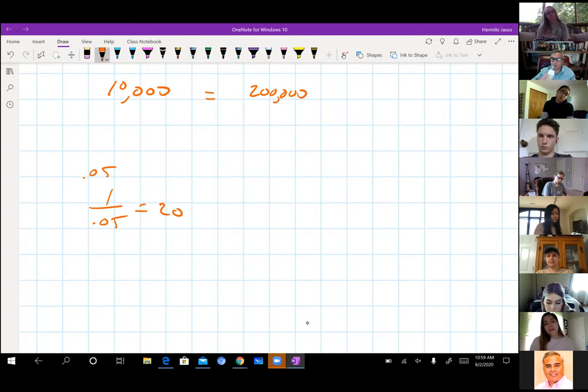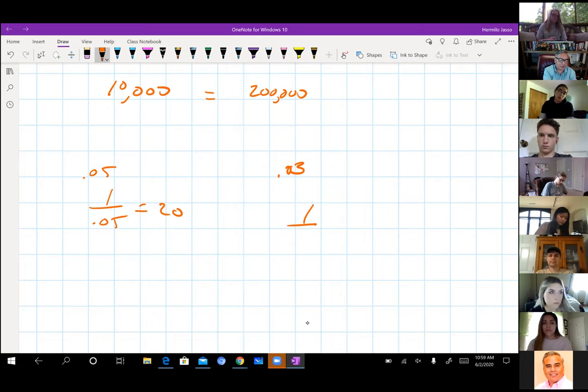Would you like to guess what the actual required reserve ratio is? How much do banks have to keep in reserves out of every dollar that individuals put in? It's actually 3% on average. So how much is the multiplier? 33 times.